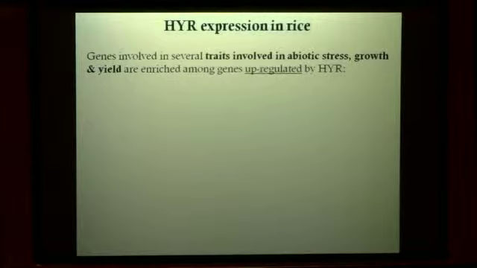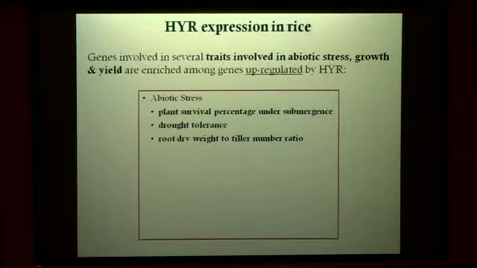So we come then to certain concluding looks at what the higher gene expression tells us. When higher is expressed in rice, a number of genes are upregulated, and those genes are involved in several traits involved in abiotic stress, growth, and yield. These all stand for a number of genes and biological processes which are involved in root dry weight, drought tolerance, plant survival. So higher essentially is able to upregulate these genes.